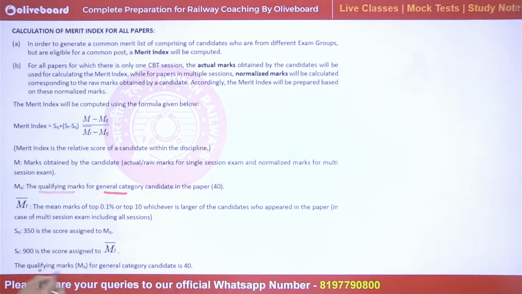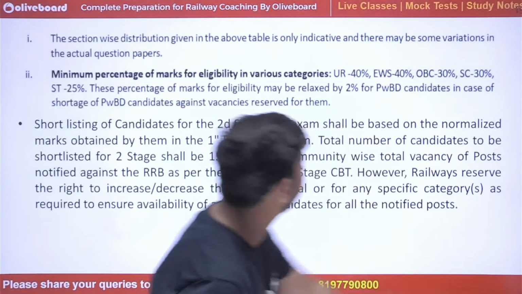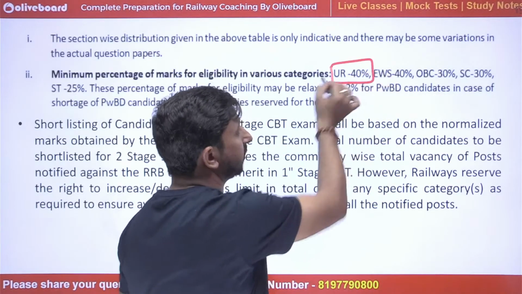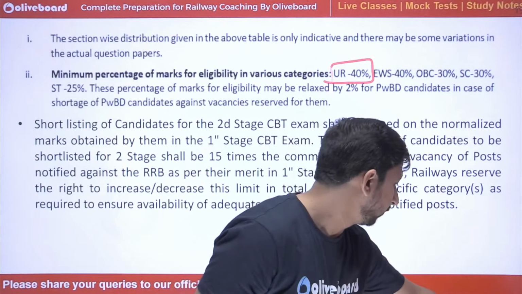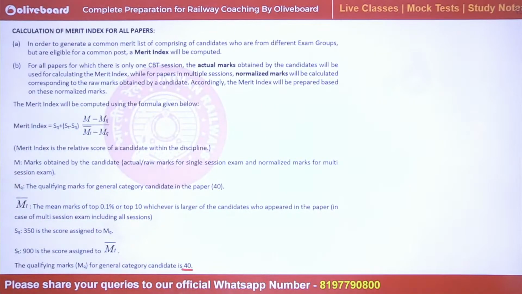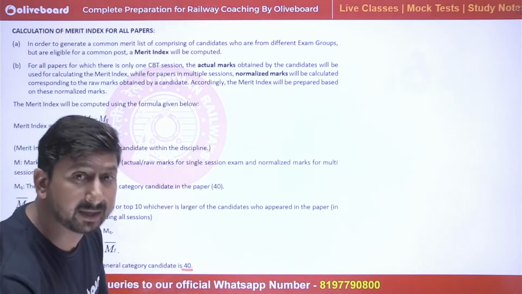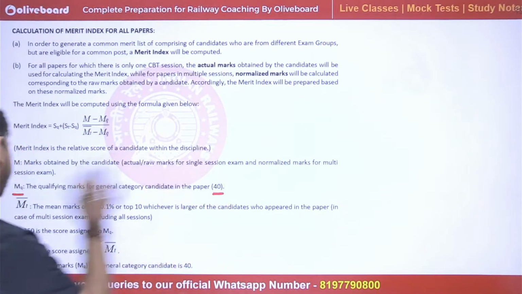For the general category, the qualifying marks is 40. We have already seen that the category-wise qualifying marks are different. For the general category it is 40%, that is 40 out of 100. So 40 is the qualifying marks. That means if we calculate the merit index for a general candidate, then the value of MQ will be 40. Getting or not?